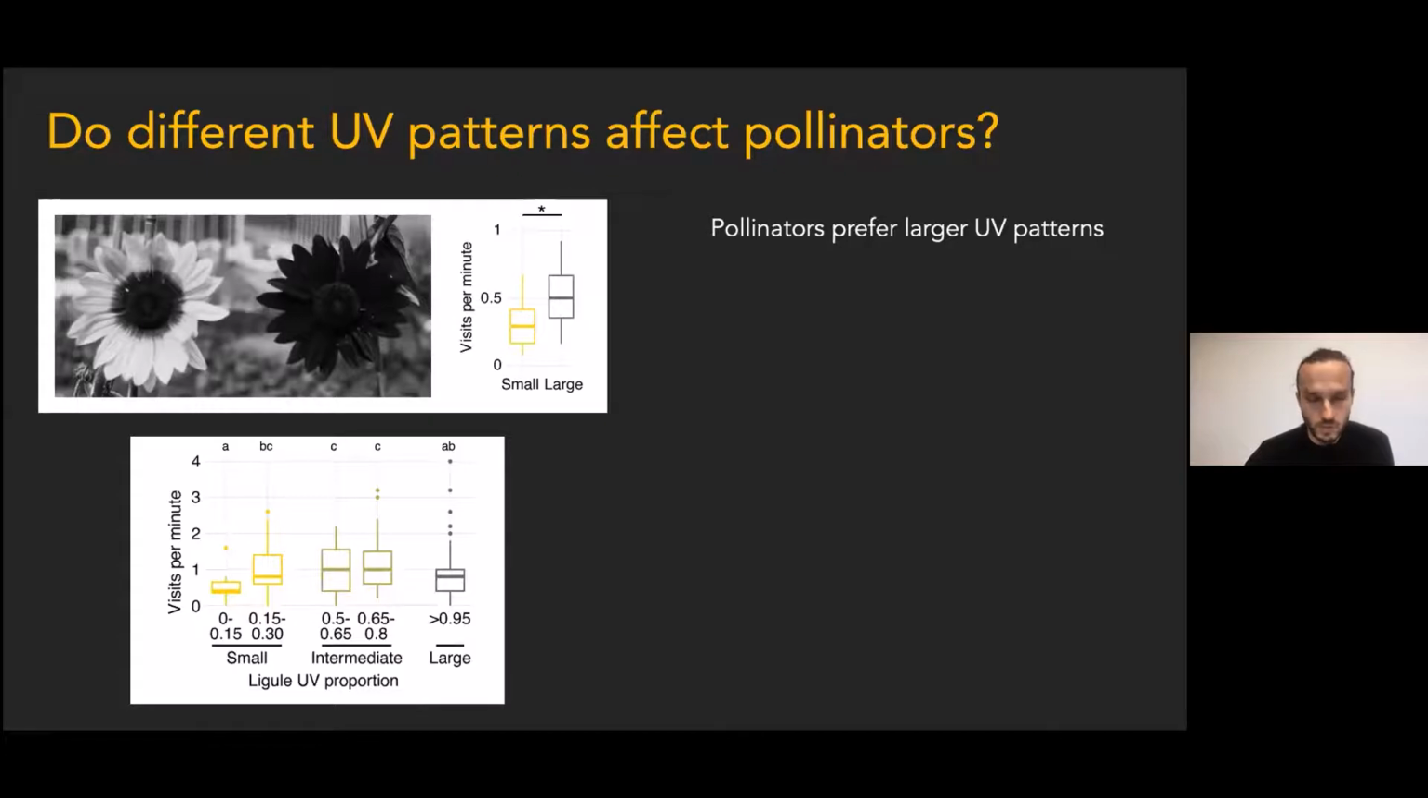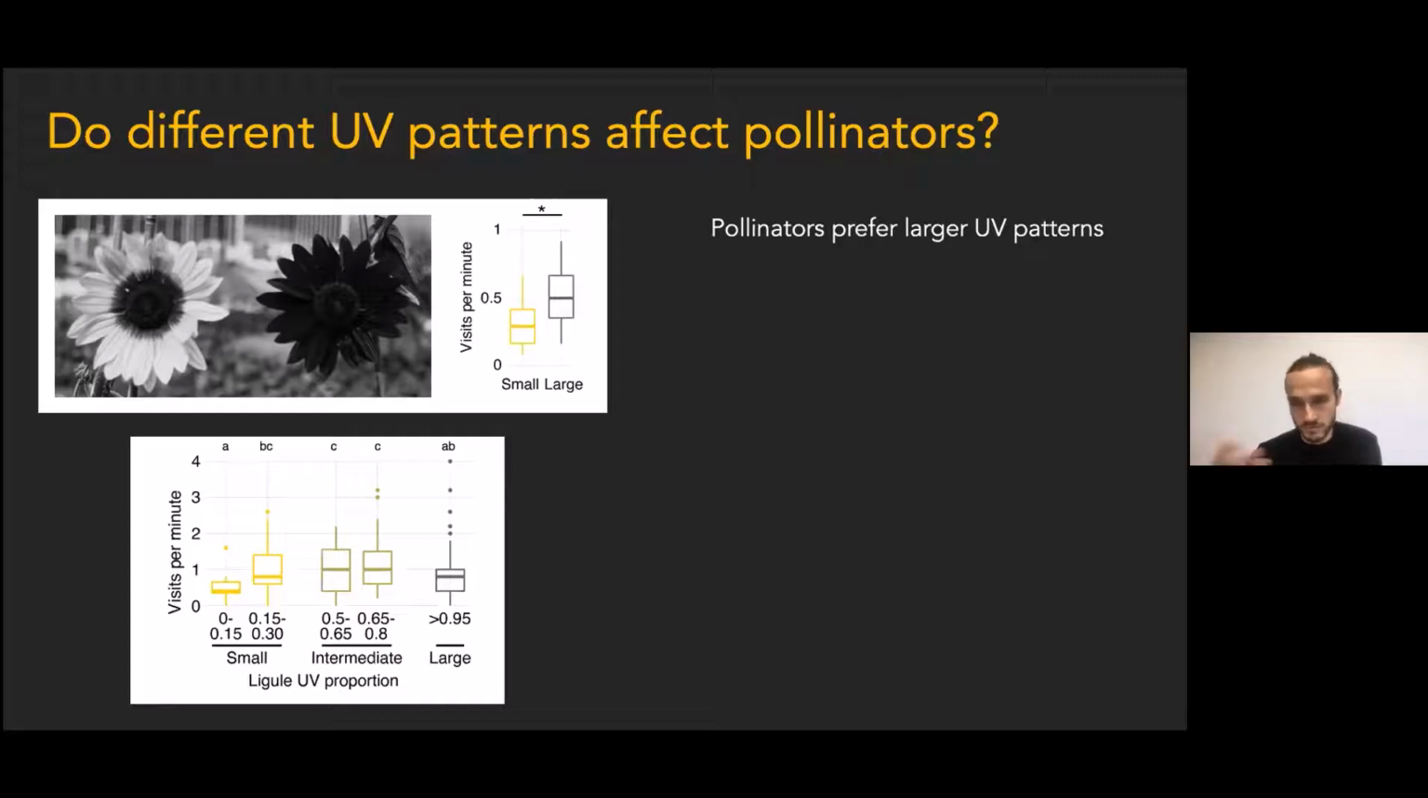To try to compensate for other possible factors that might affect pollinator visits, we took a much larger sample of plants. So we checked pollinator visits in a set of 89 plants. These represent 49 different populations of wild sunflowers, from across the whole range of wild sunflower, and they were part of a much larger field experiment, a common garden with about 1,500 different wild annual plants. And in these plants as well, we found that intermediate to large UV patterns tend to be preferred by pollinators.